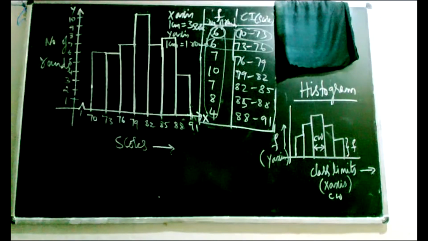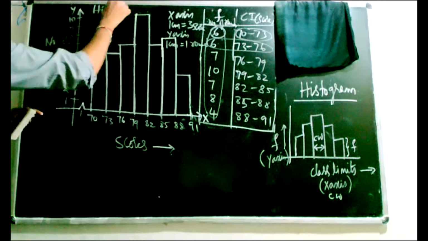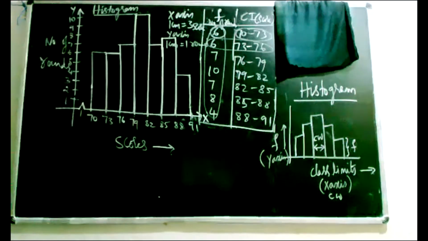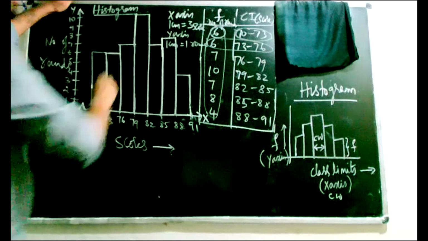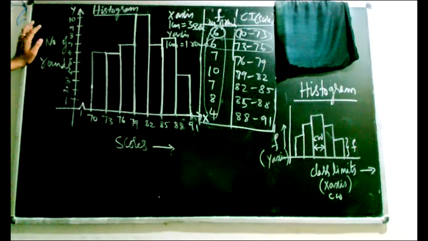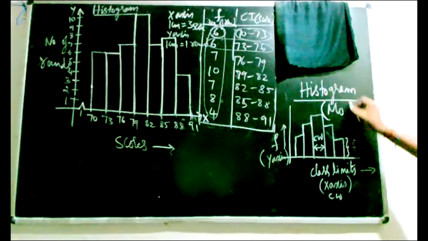So this is our graph called a histogram. In the title, as in the previous first problem with ogives, we can add an elaborate title: histogram representing the golf scores of 48 rounds of a particular player. So this is a histogram, and from a histogram we can obtain a measure called mode.